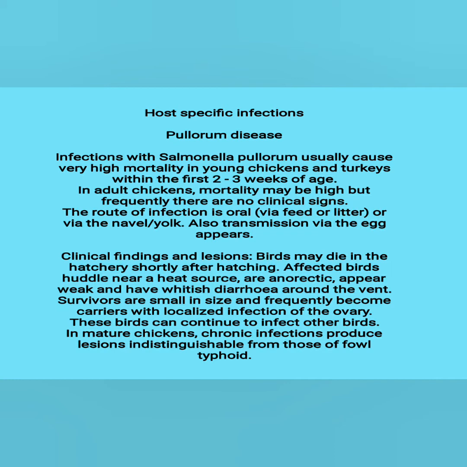Clinical findings and lesions: birds may die in the hatchery shortly after hatching. Affected birds huddle near a heat source, are anorectic, appear weak and have whitish diarrhea around the vent. Survivors are small in size and frequently become carriers with localized infection of the ovary. These birds can continue to infect other birds. In mature chickens, chronic infections produce lesions indistinguishable from those of fowl typhoid.